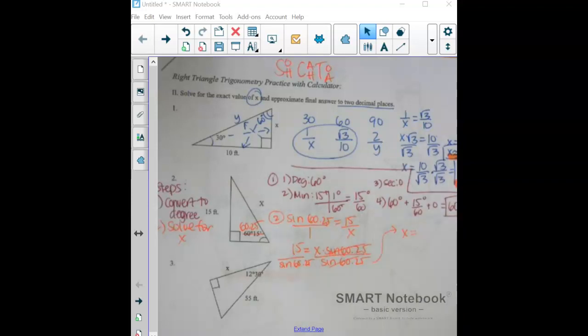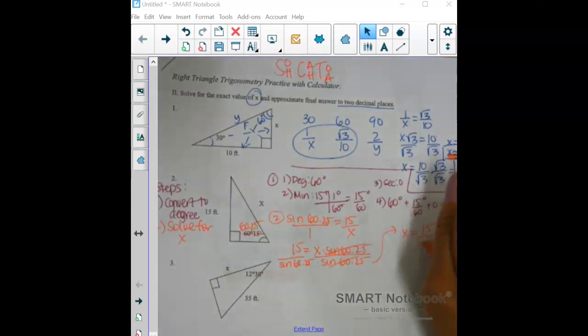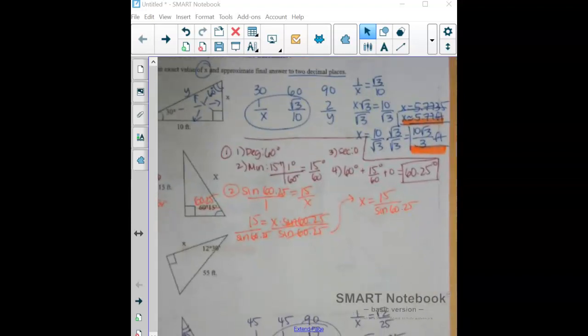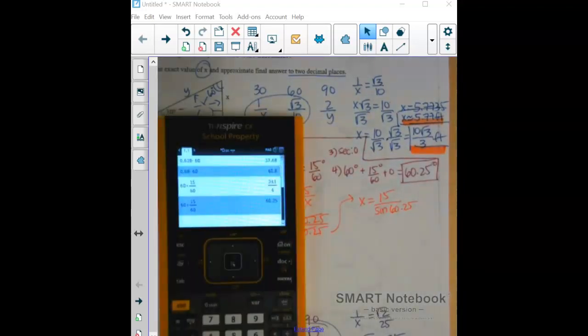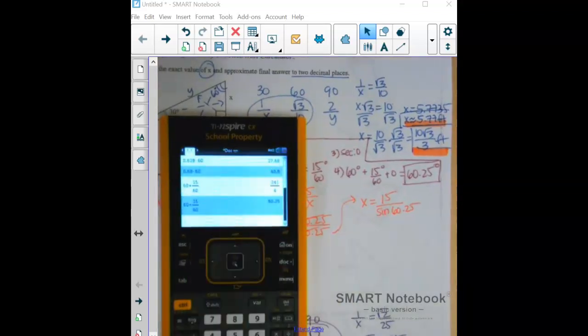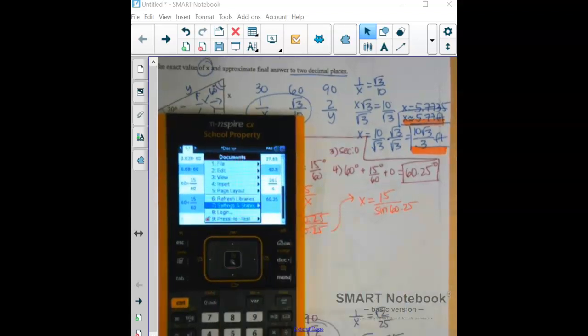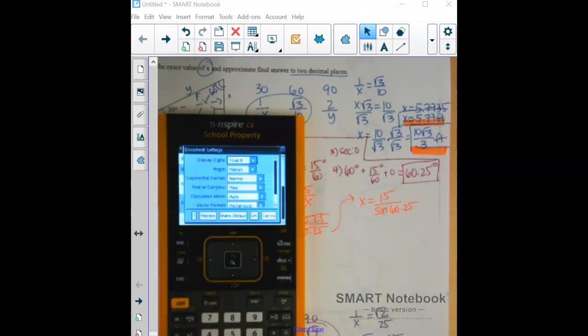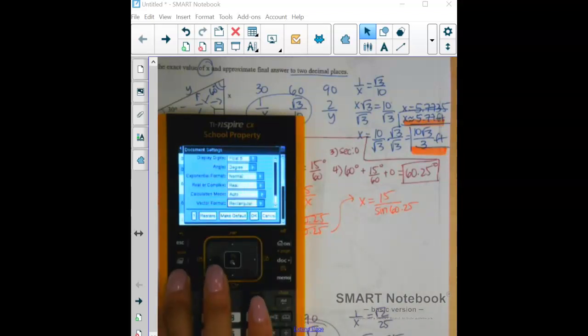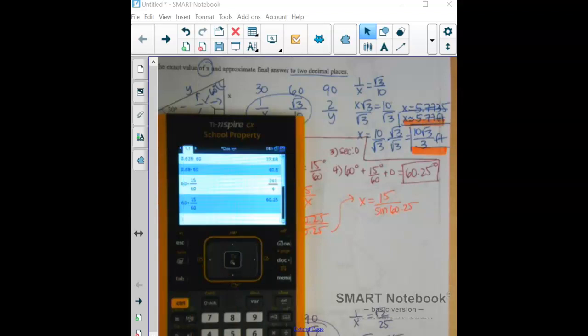So x is going to equal, I'm going to rewrite that fraction just so you see what I'm typing in. I'll move my paper in a second. And before you get excited and start plugging it in, what's wrong with my calculator? It's not in degree mode. So go into doc, go down to option 7, which is settings and status, go to option 2, and then change it from radians into degree. If you don't do this, guys, you're going to get your answers wrong every single time. All right, so I'm double checking. It's in degree.